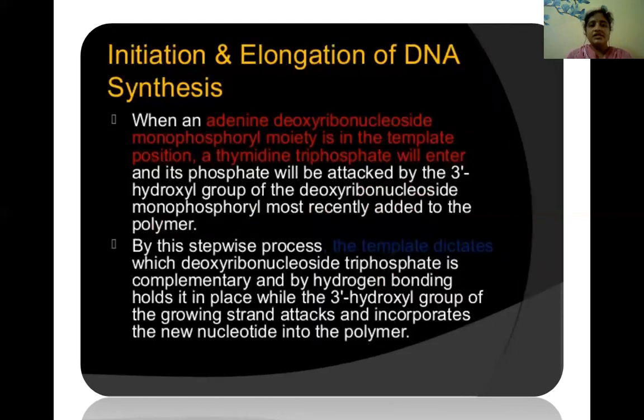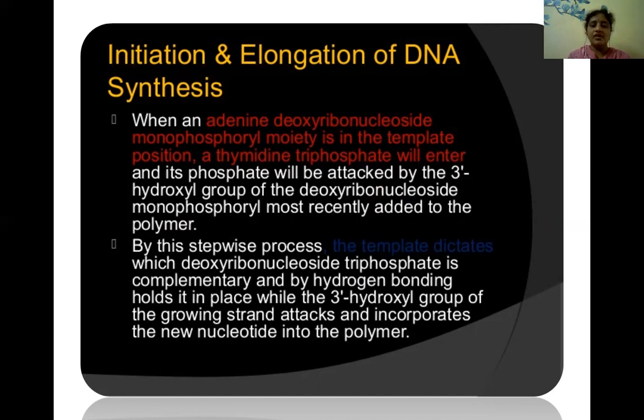Next, the initiation and elongation of DNA synthesis. When the adenine deoxyribonucleoside monophosphoryl moiety is in the template position, a thymidine triphosphate will enter, and its phosphate will be attacked by the 3' hydroxyl group of the deoxyribonucleoside monophosphoryl most recently added to the polymer.